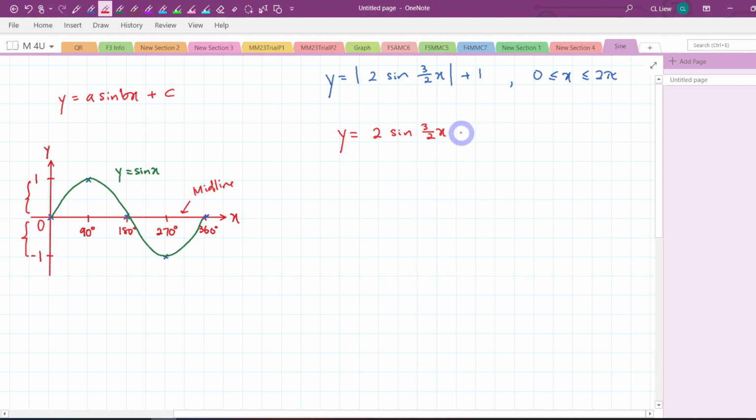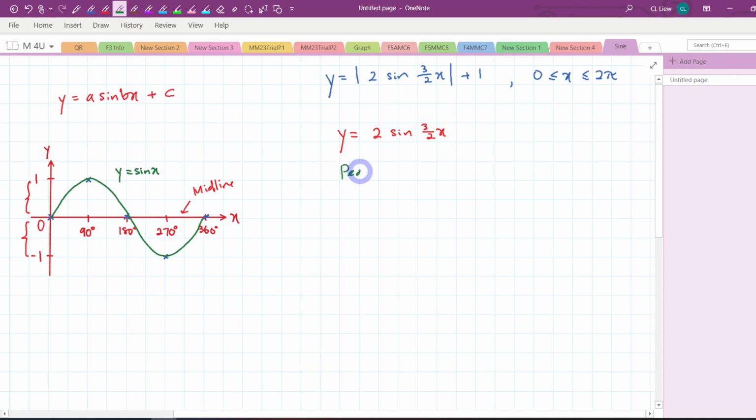And we don't have any vertical shift because this is plus 0, and the period will change. When you look at this number, this 3 over 2 means 1.5. So we know that within 360 degrees or 2 pi radian, from 0 to 2 pi radian, that should be 1.5 cycle. Okay, since the period changed, let me find the new period first.